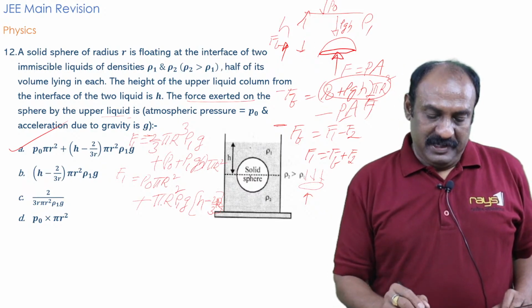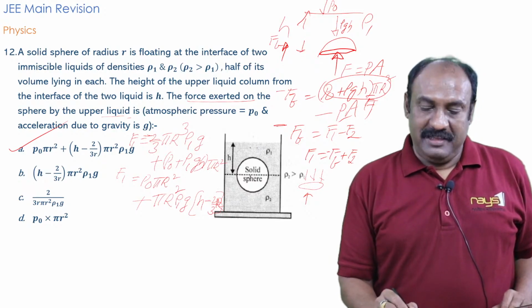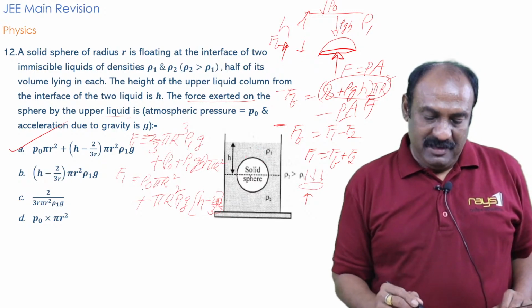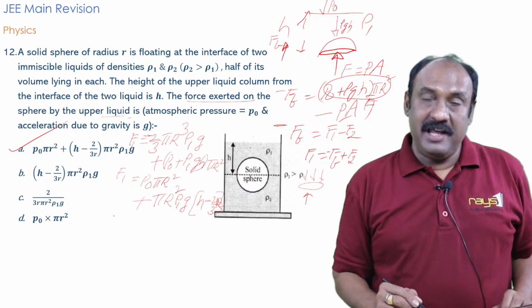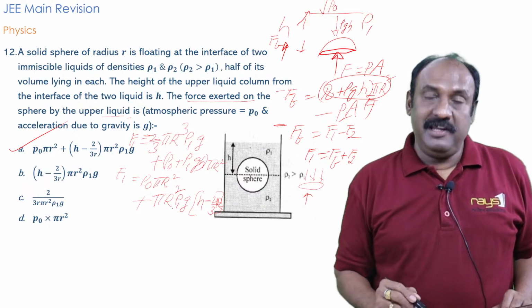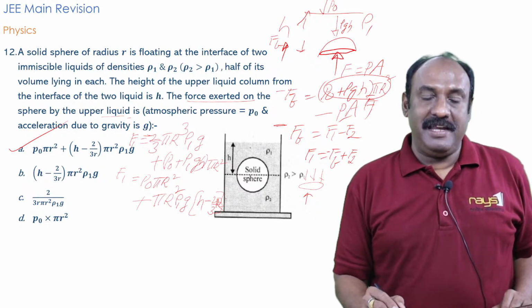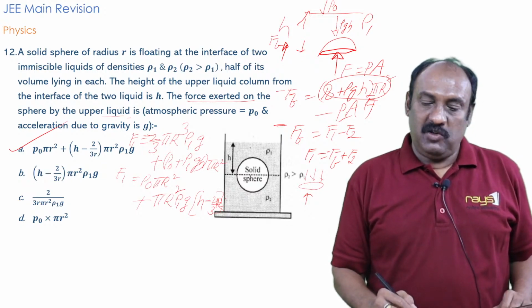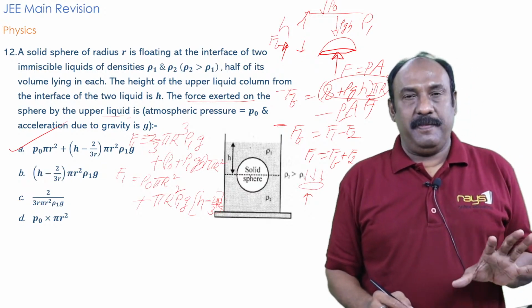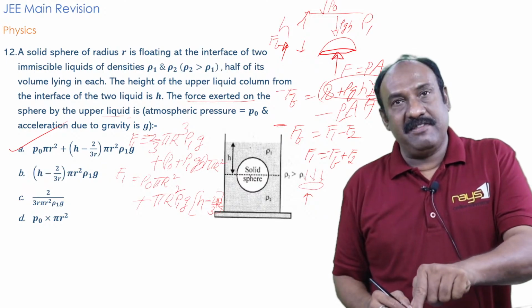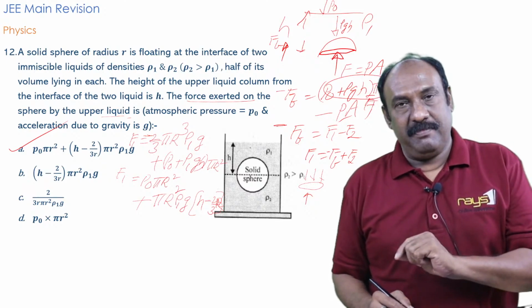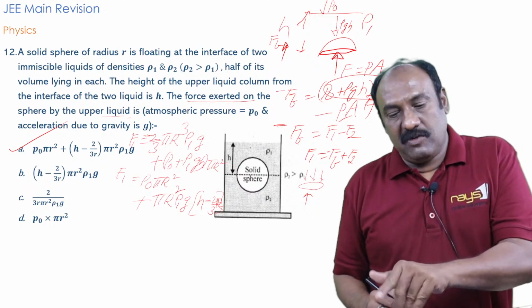So, after calculation we get the force by this upper liquid on this sphere as P naught into pi r square plus pi r square rho 1 g into h minus 2 by 3 r. That is the answer for question number 12. Here I considered F1 minus F2 as minus Fb, or Fb is equal to F2 minus F1.